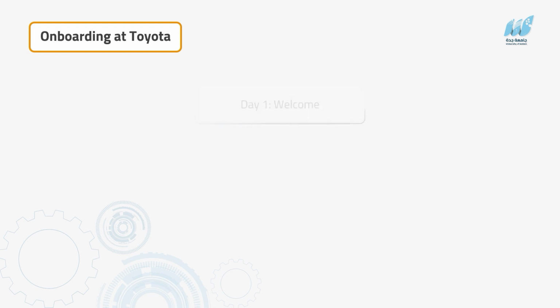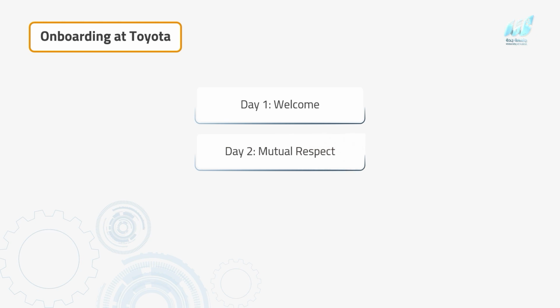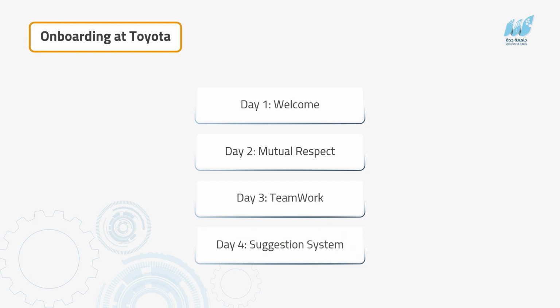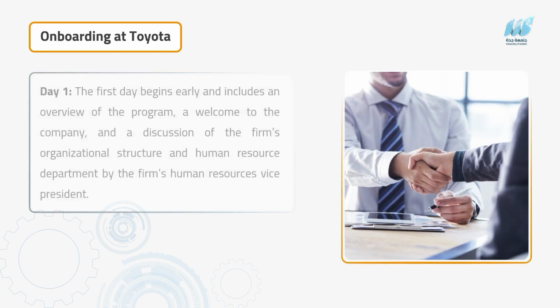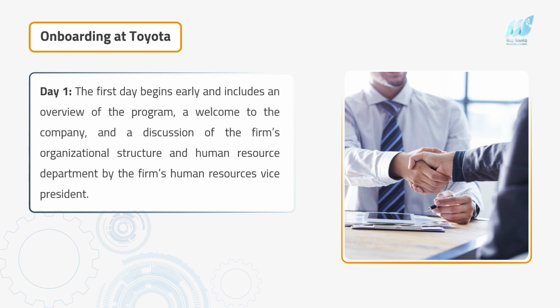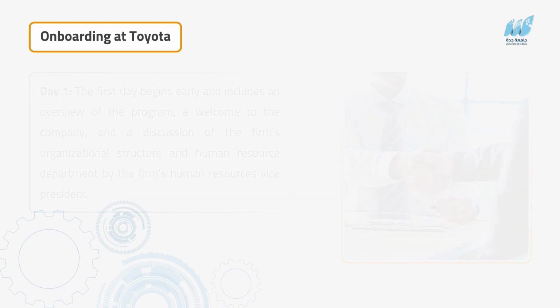Onboarding at Toyota. Day 1: Welcome. Day 2: Mutual respect. Day 3: Teamwork. Day 4: Suggestion system. Day 1. The first day begins early and includes an overview of the program, a welcome to the company, and a discussion of the firm's organizational structure and human resource department by the firm's human resources vice president.